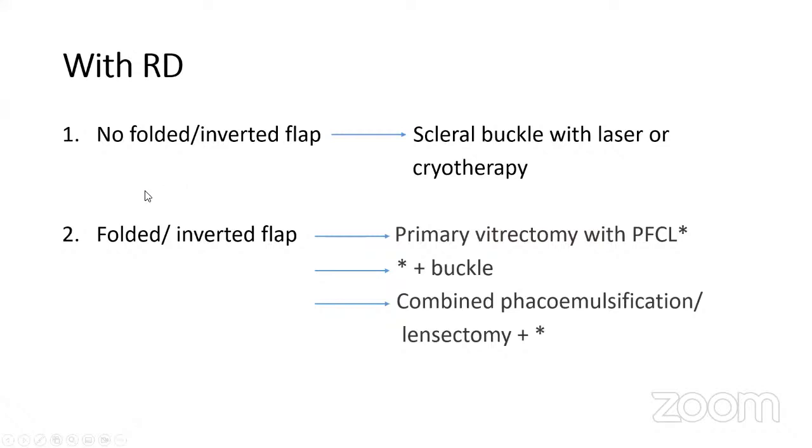In the cases of retinal detachment, there is no other choice, we need to offer the patient surgery. In the cases with no folded or inverted flap, which is suggestive of no PVR, we can actually offer the patient scleral buckle with laser therapy most of the time, or plus minus cryotherapy to seal off the horn. In the cases with a folded and inverted flap, usually we can offer the patient PPV with the injection of heavy liquid, plus buckle, or even include the removal of the lens.